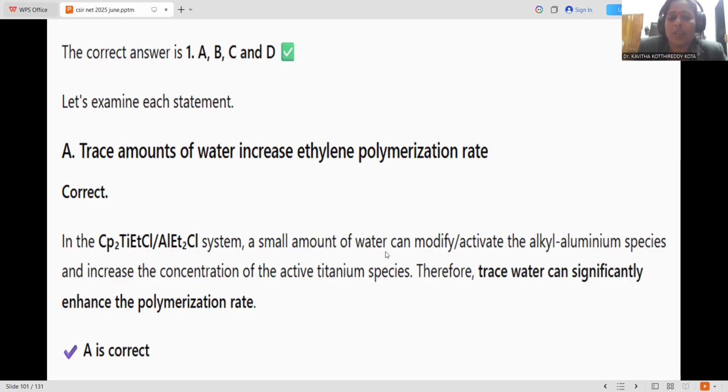compound. A small amount of water can activate the alkyl aluminum species and increase the concentration of active titanium species, right? Whenever moisture is present, both the aluminum and titanium species get enhanced, and the catalytic activity gets enhanced. Therefore, trace water can significantly enhance the polymerization rate. As the activity of the catalyst is more, obviously the rate of the reaction will rise. That's the reason why both are more preferable under hydrated conditions in trace amounts. That's the reason why statement A is exactly correct.